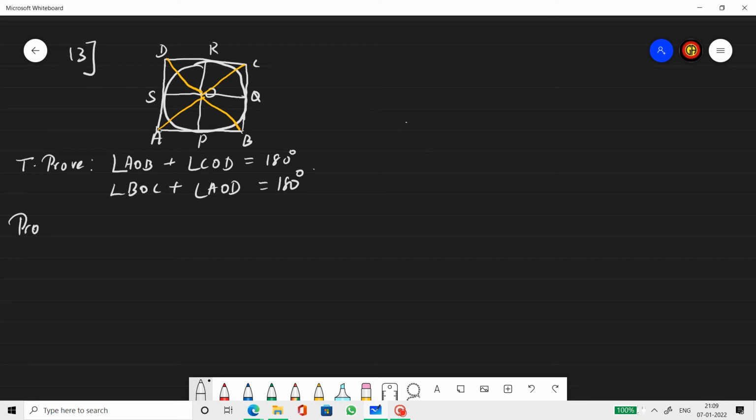Now, proof. We know that tangents from the same external point are equal in length. AS is equal to AP. We also know that these two triangles will be congruent to each other, because we have done that in the ninth question also. This triangle will be congruent to this triangle. Hence, this angle equals this angle, also this angle equals this angle. Here we are only concerned about this angle because they talk about the angle at the center. So I'm only pointing at these angles, I won't go into this.